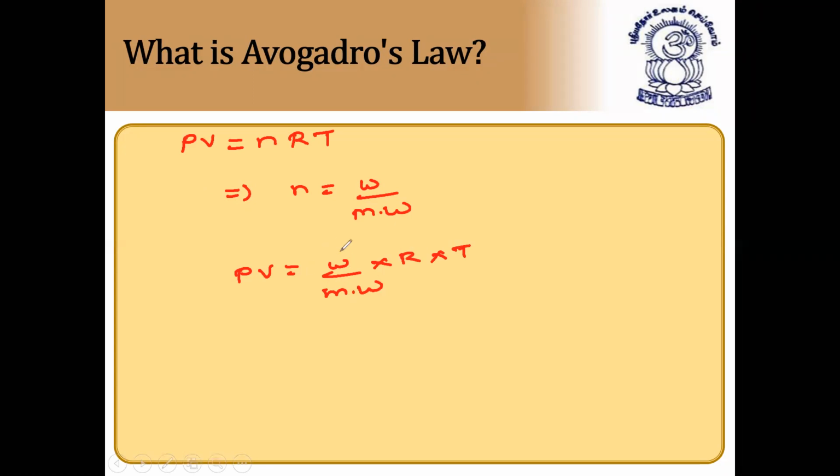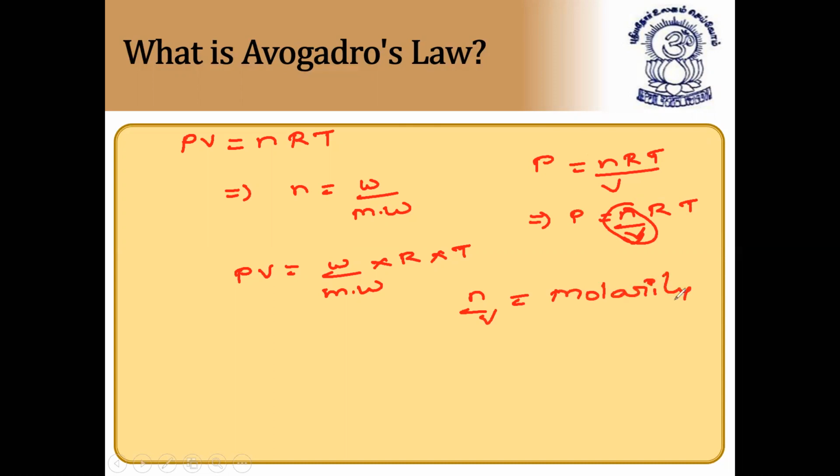Even you can take n directly, so I'll write P is equal to nRT by V. This implies P is equal to n by V into R into T, and this n by V is taken as molarity, because it is number of moles by volume of solution in liters. This we have done in the first chapter, basic concepts of chemistry. So you can write P is equal to MRT, and molarity is equal to P by RT.